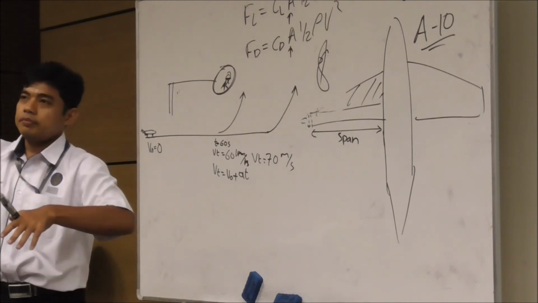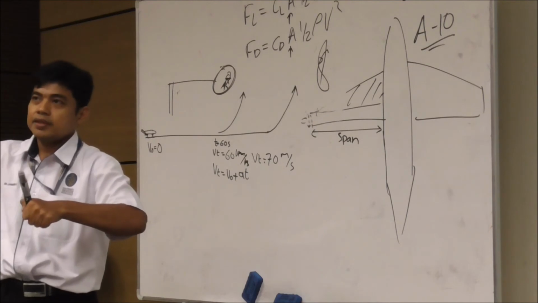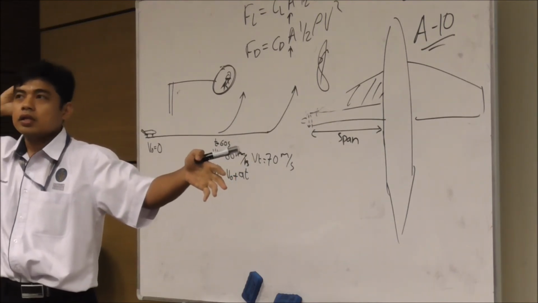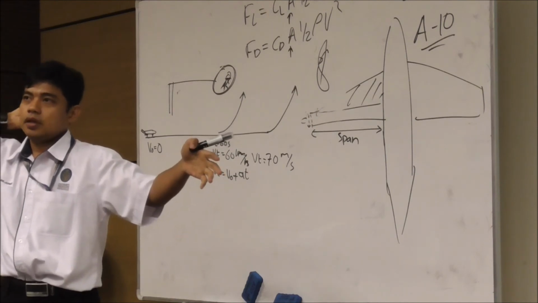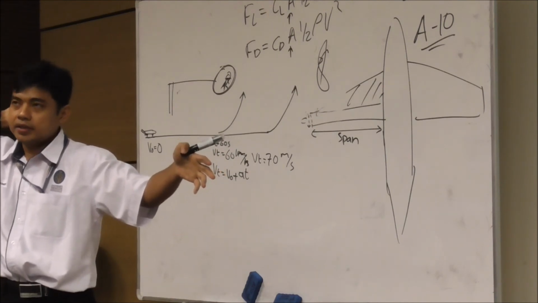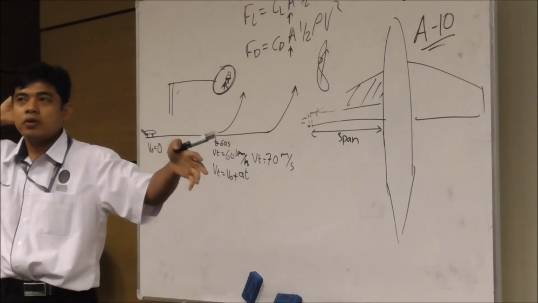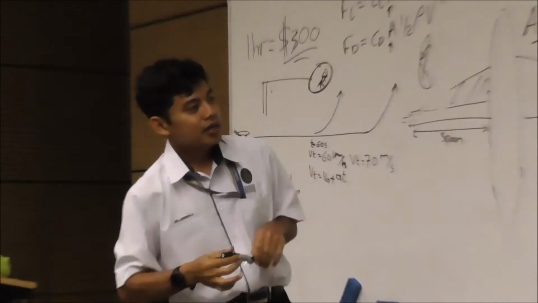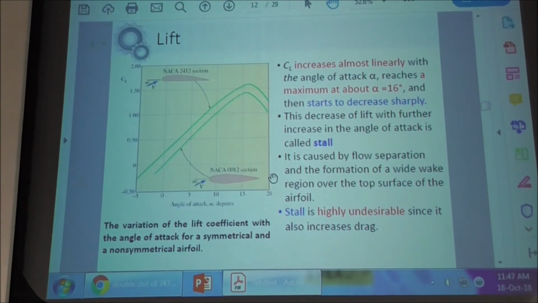So before you become a jet fighter pilot, of course, it's a long story. It costs a lot. That's why if you are a jet fighter pilot, you will have a bonding of about 15 years. Okay, so stall is highly undesirable, so you cannot have it.